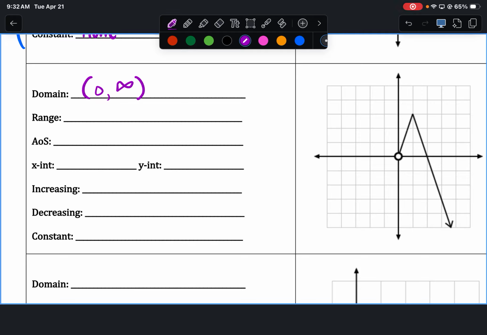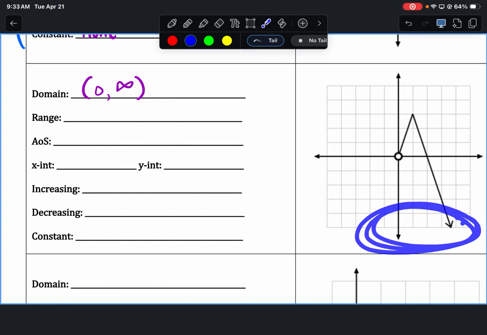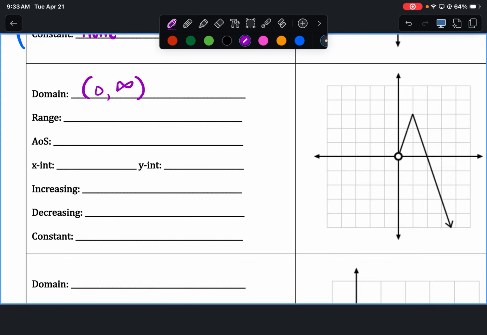Now range. We're going from the bottom of the graph to the top. So we're looking at y's. Where's the lowest y value this graph has? It's at the bottom, so it's negative infinity. Okay. Where is the highest y value this goes to? 3. And would 3 be a parentheses or a bracket? It's a bracket, because if there's not a visible open circle, we assume it is a closed circle.